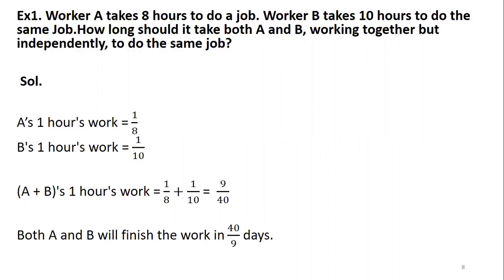So now what is x? x is equal to 1 into 40 by 9. That is nothing but taking the reciprocal of 9 by 40, which is 40 by 9 days. If the answer is given in mixed fraction, you have to change it to mixed fraction, or else keep it as such, 40 by 9 days. Okay.